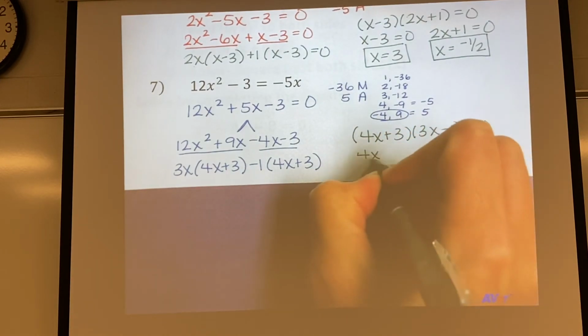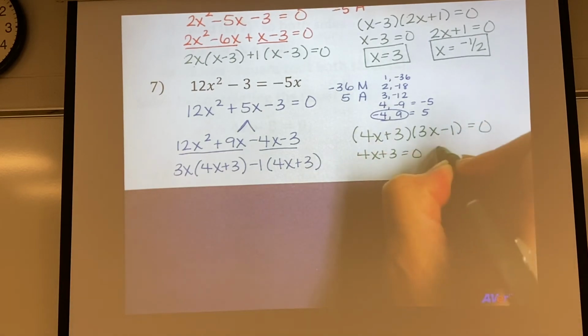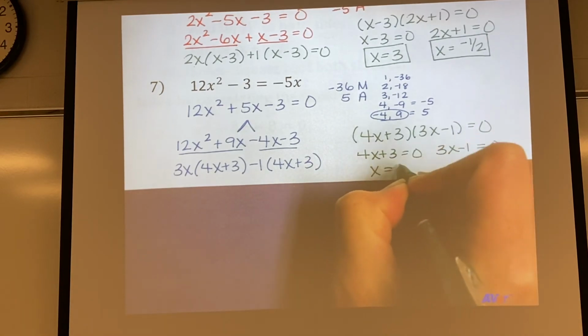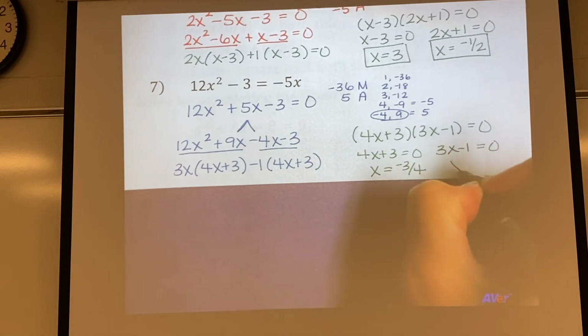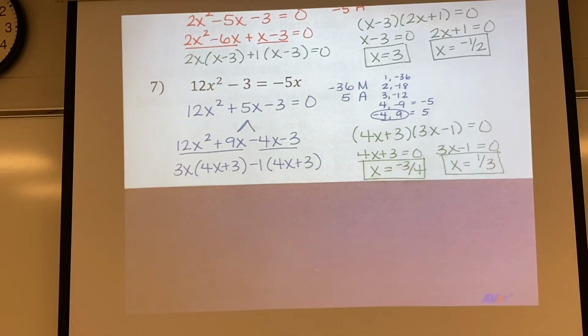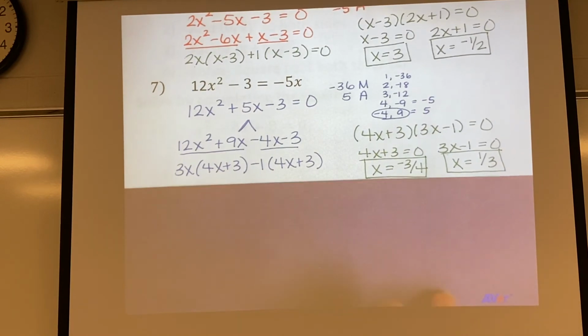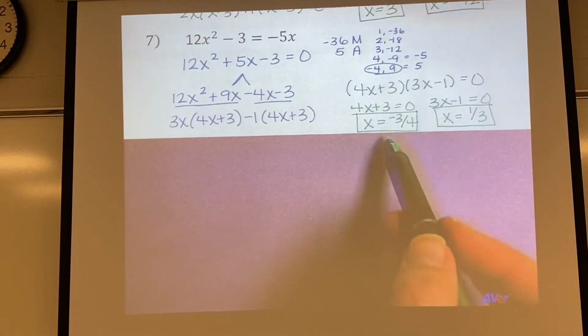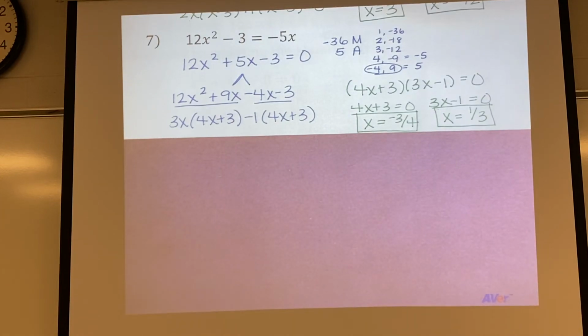We can set each of those now equal to 0 and solve. So subtract 3, divide by 4, add 1, divide by 3. We end up with x equals 1/3 and x equals -3/4. Now so far all of these that we have done have been quadratics, all giving us 2 answers. And these values that we're finding, these values for x, are our x-intercepts, where our graph is crossing the x-axis.